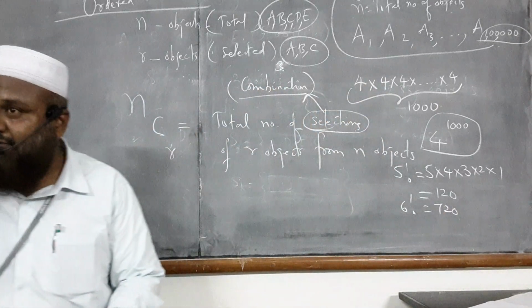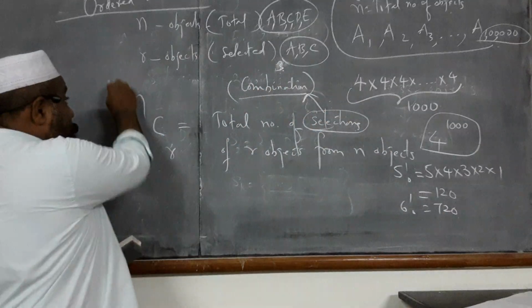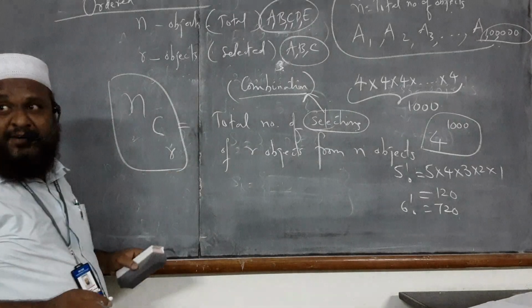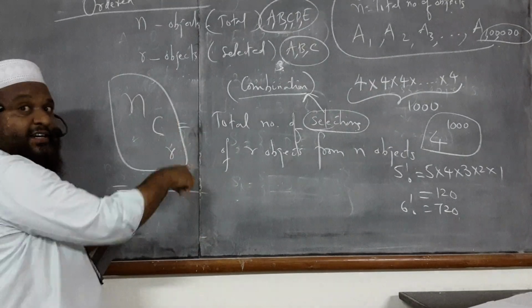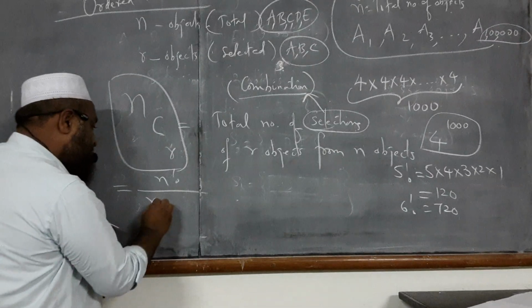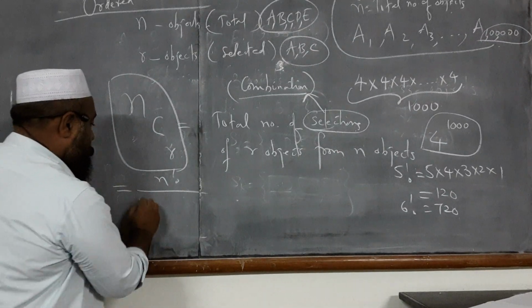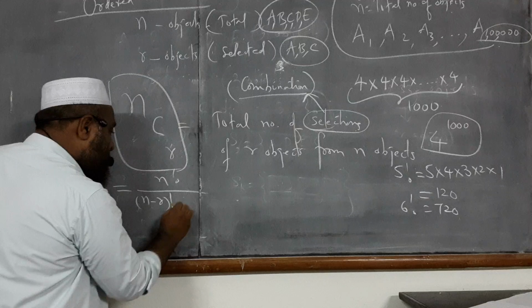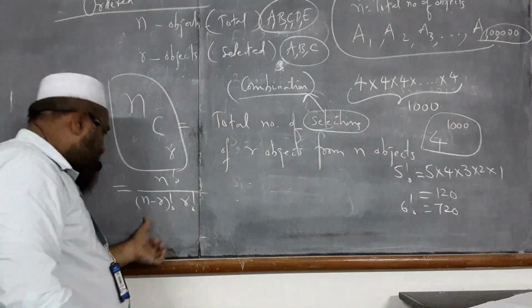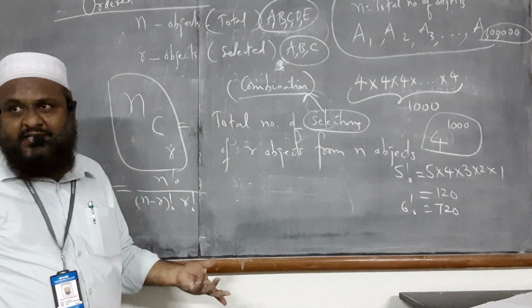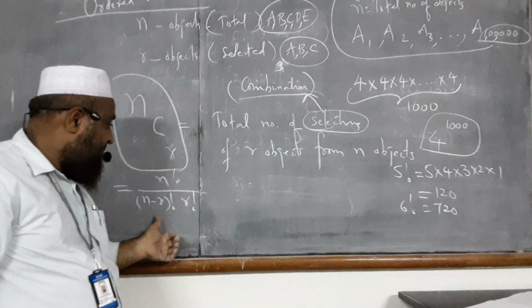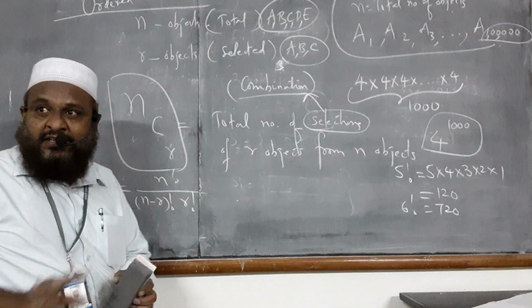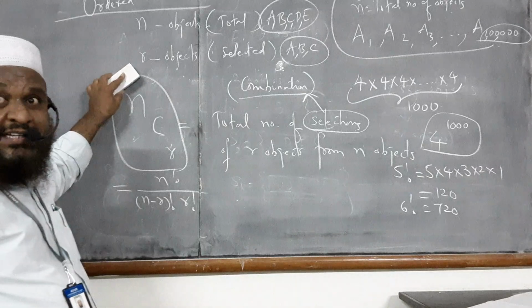Let us come back to our work. This nCr is given by n factorial divided by n minus r factorial times r factorial. You can write r factorial in the beginning and n minus r factorial next, that is not at all a problem because we are just multiplying. So n factorial by n minus r factorial into r factorial. This is the value for nCr.